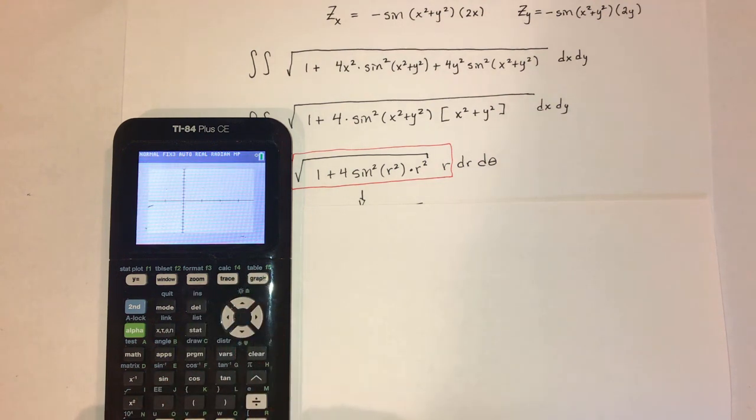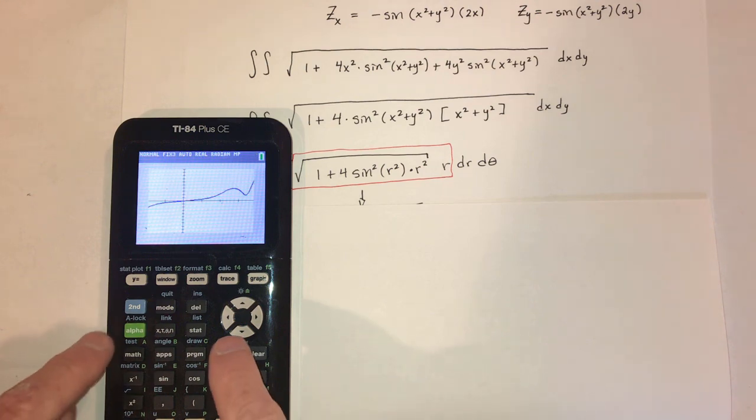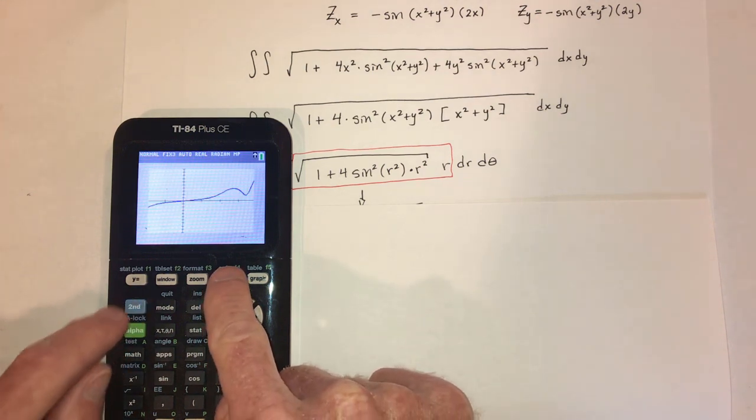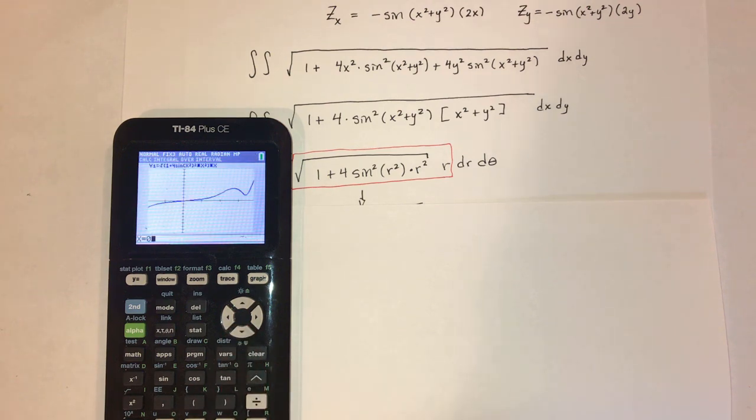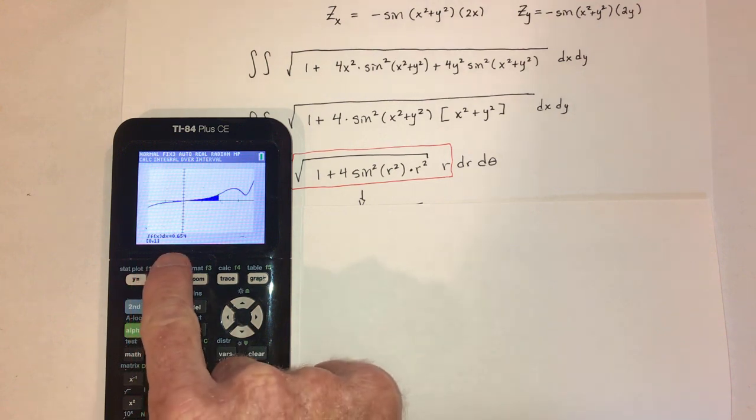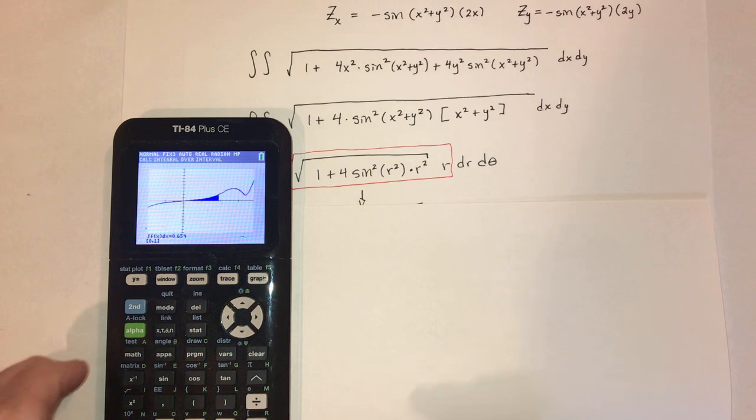And then take a look at the graph. Although what the graph looks like doesn't matter, but I just need it to graph it so that I can then ask it to integrate. And then number 7, integrate from 0 to 1. And that is a 0.654.